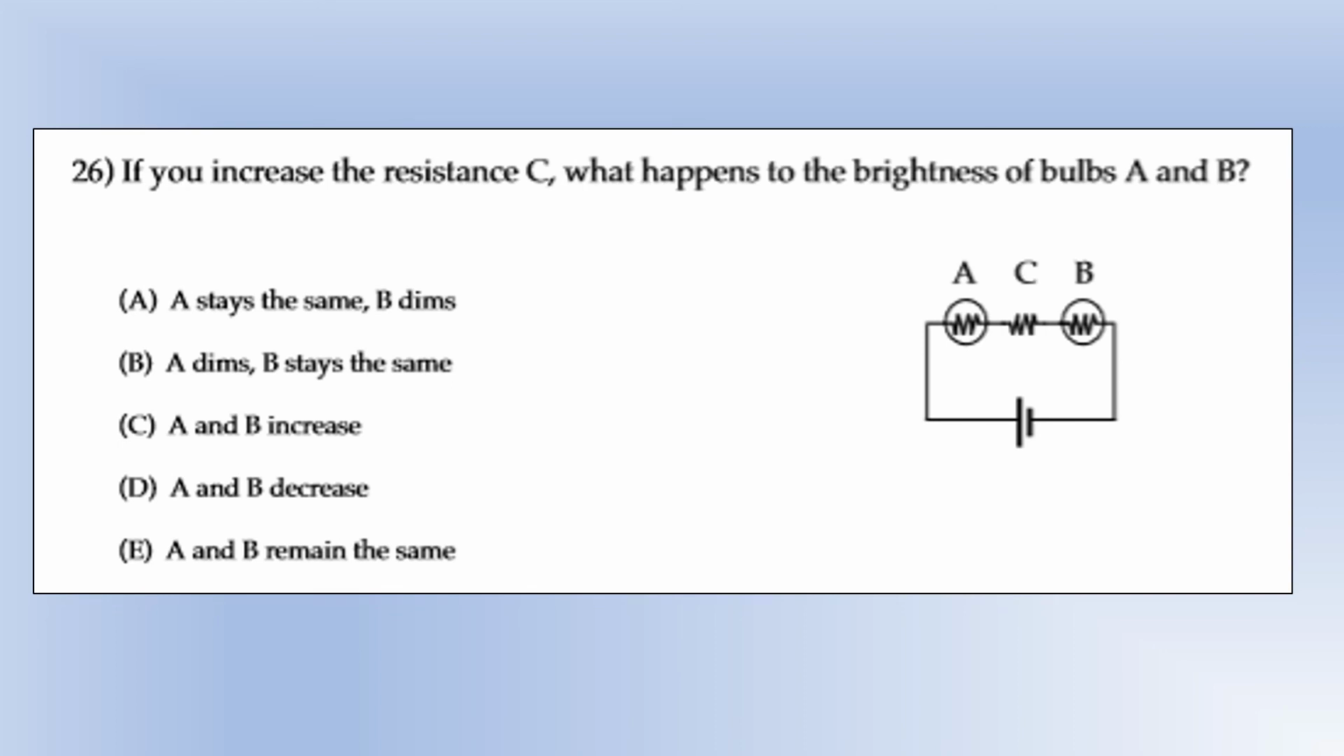Okay, so if you increase the resistance C, what happens to the brightness of bulbs A and B? So take a look through, select your answer, then we'll see what it is. All right, so the correct answer is the brightness of A and B would decrease. And the reason for that is that it will cause the current in the circuit to decrease. And once the current is decreased, the power dissipated by A and B will be smaller, so they will not be as bright, or they'll be dimmer.